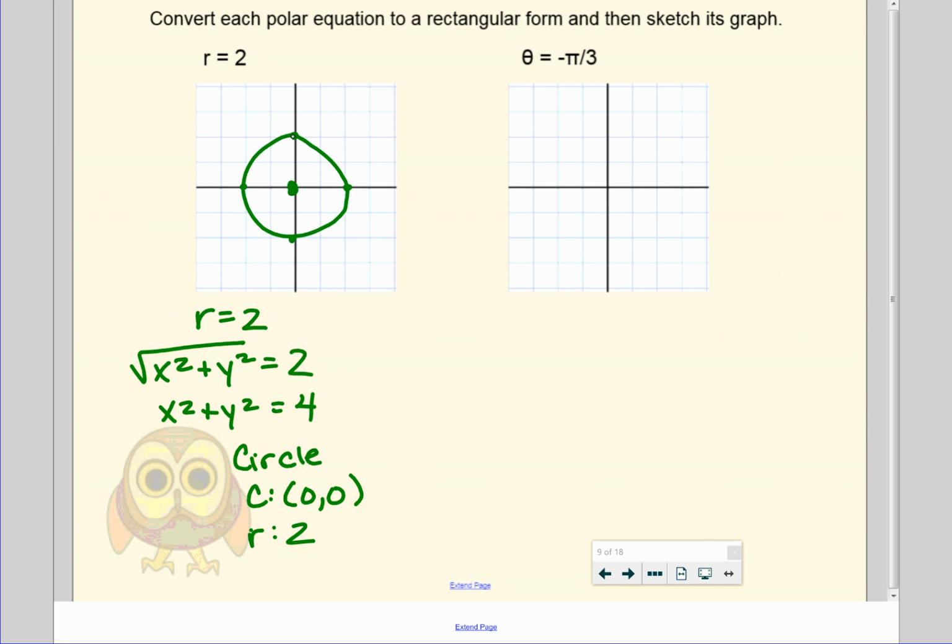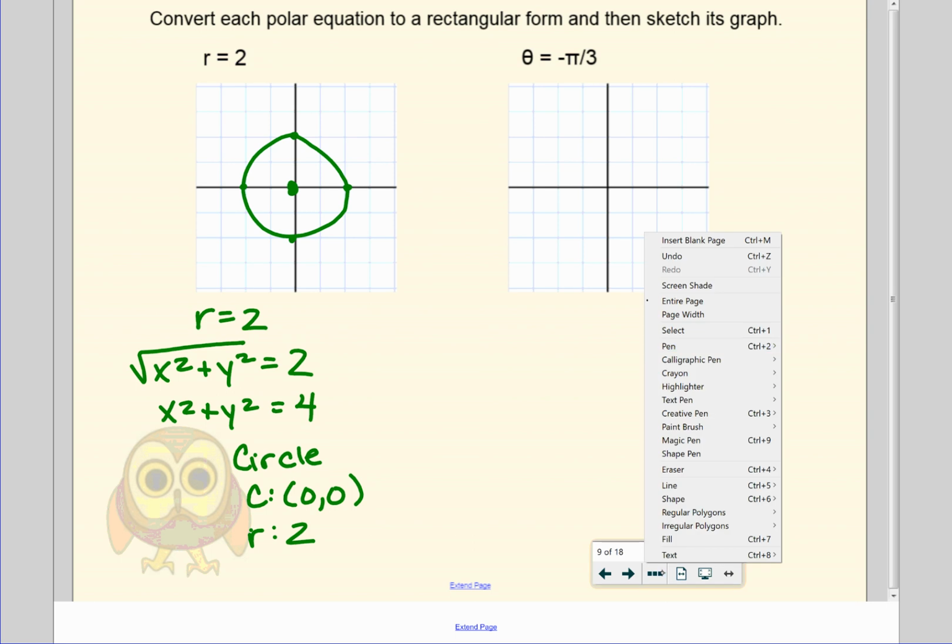Okay. All right, let's do another one. This one, we've just got a theta. There's no r. So theta equals negative pi over 3.